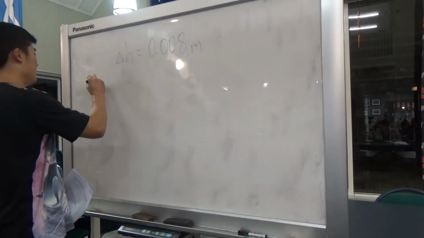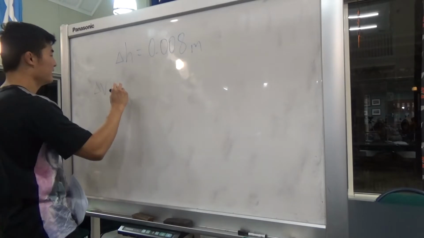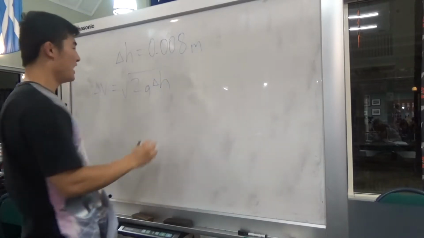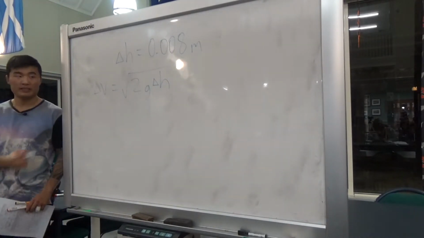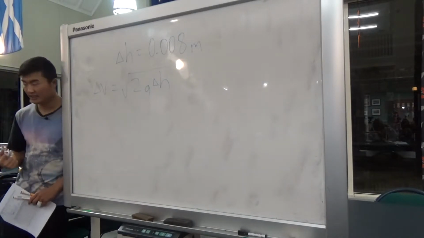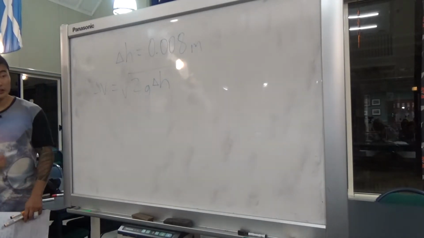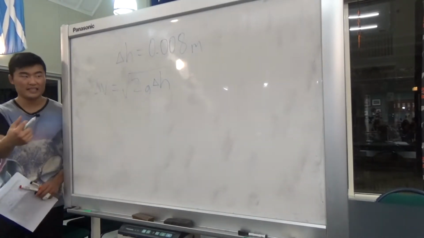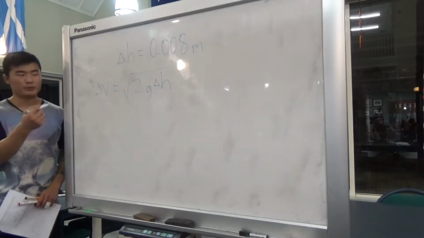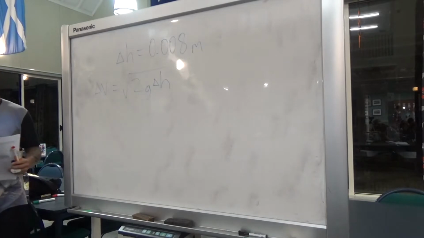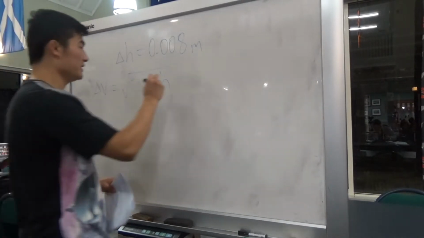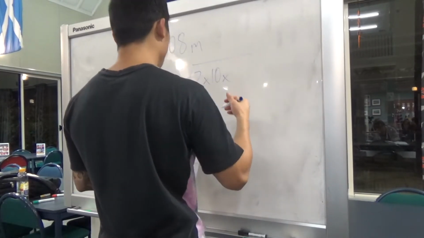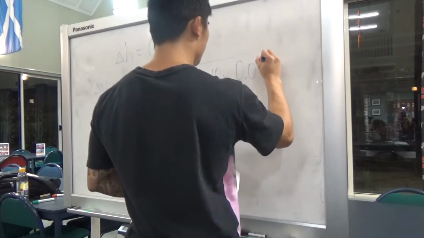So the change in velocity is equal to the square root of 2 times gravity times the change in height. So remember that equation when kinetic energy is equal to potential energy. So this time we've just added delta to it. So the change in velocity is proportional to the square root of the change in height. So if we put our numbers in, 2 times 10 times 0.008.